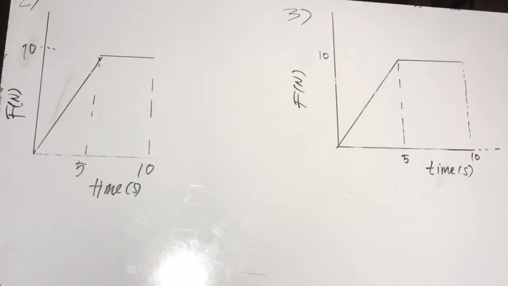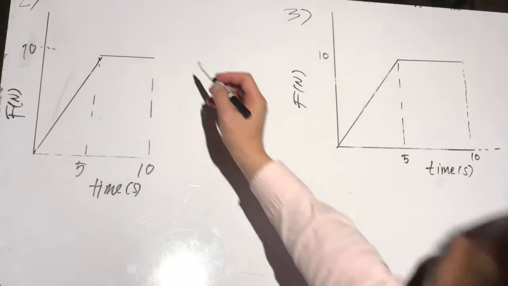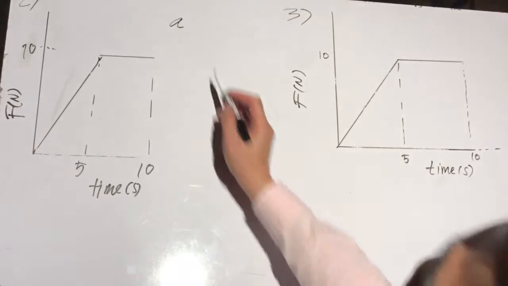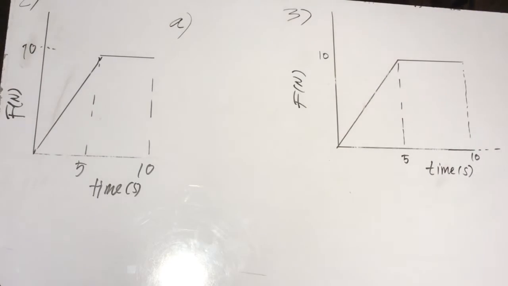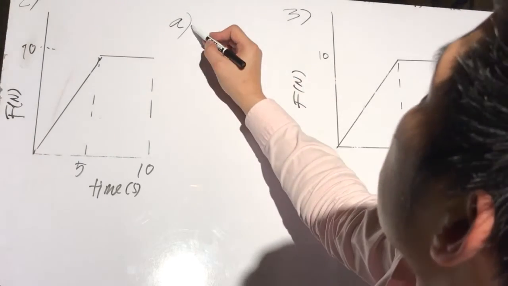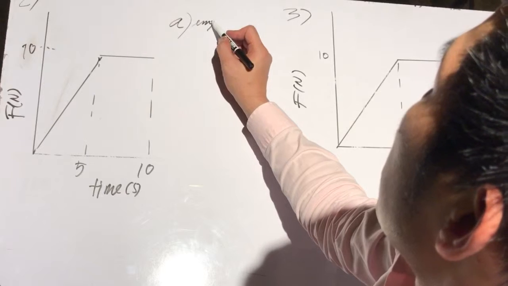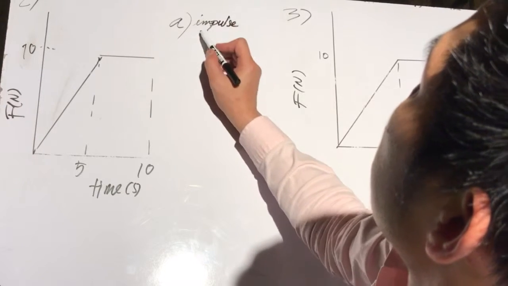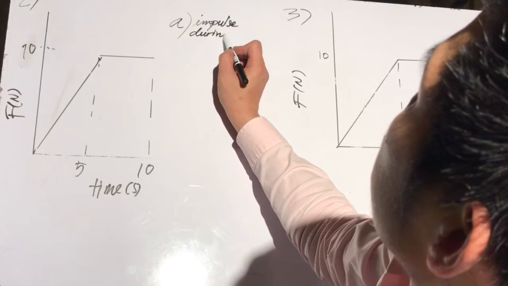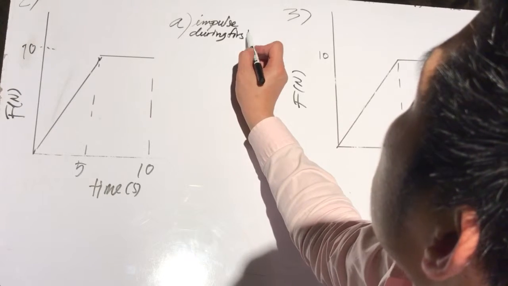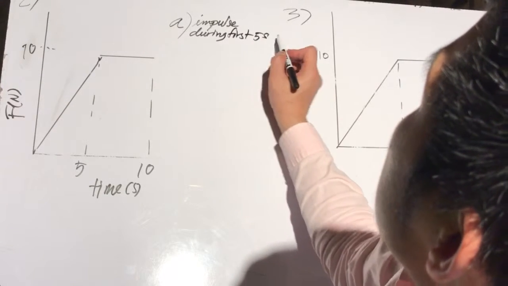So let's say this is question A. You're looking for the impulse during the first 5 seconds.